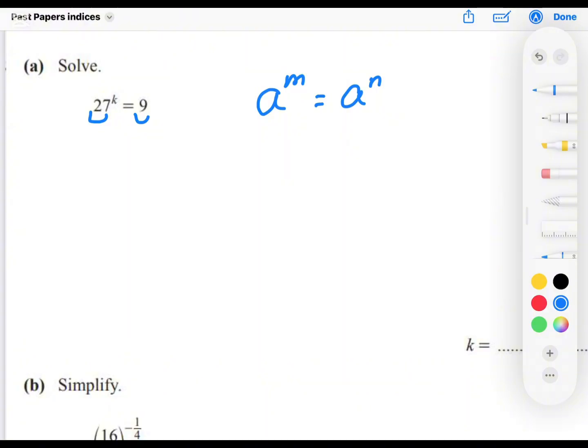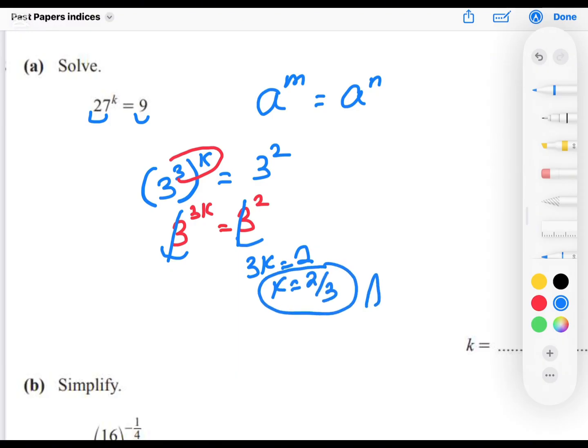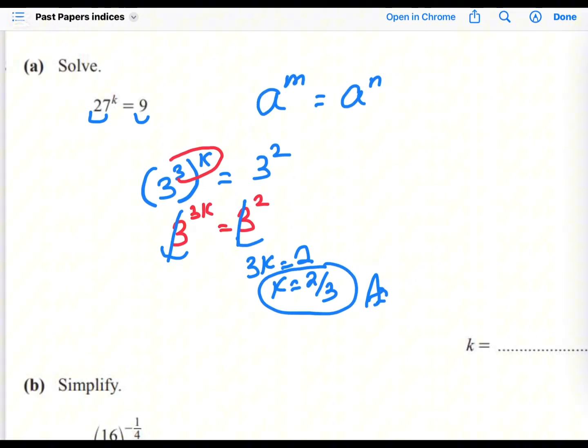So I can break 27 as 3 cube, because 3 cube is equal to 27, and I can break 9 as 3 square. We know that these two powers will be multiplied, so this will become 3 raised to power 3k is equal to 3 square. Now you can see that both have the same bases. Bases will be cancelled out and the powers will become the base. So 3k is equal to 2. So 3 will go to the other side and divide. So 2 upon 3 will be the value of k, and your answer. Now moving towards the next question.